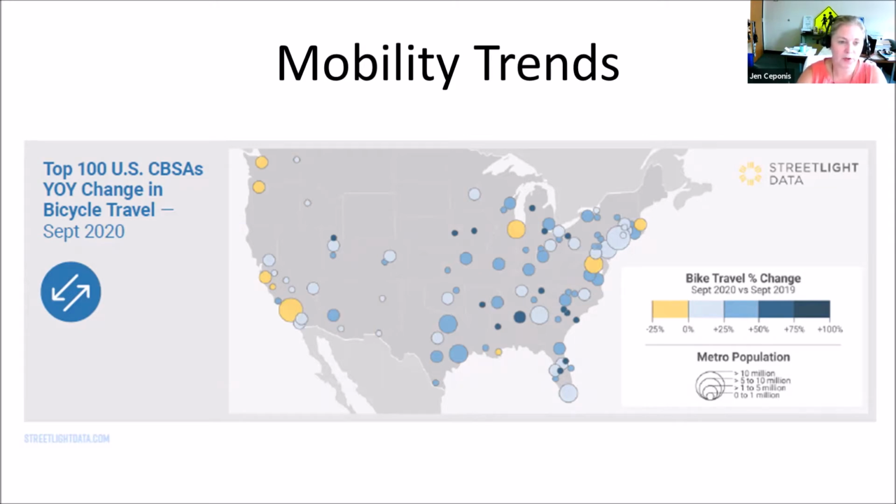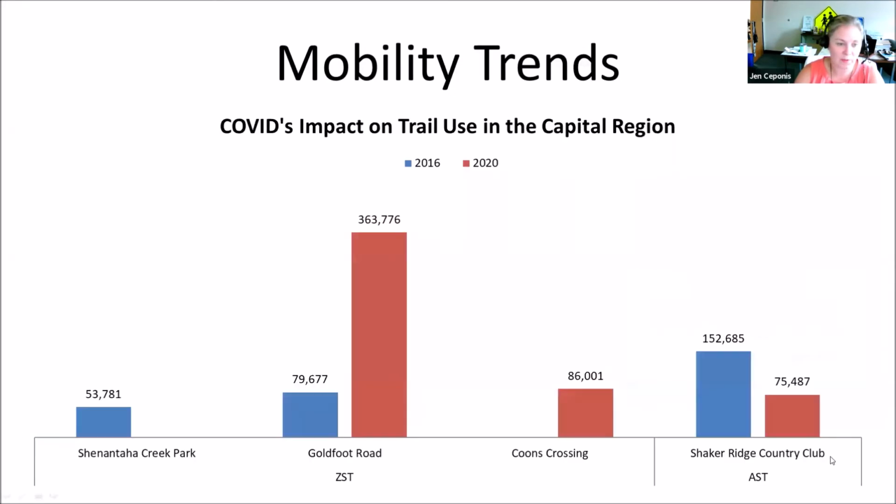Bicycle shops reported shortages of bikes. Our bike rescues were getting bikes to essential workers to get people to work. So we did see a lot more people out bicycling. We did trail counts to just confirm what we were seeing on trails.